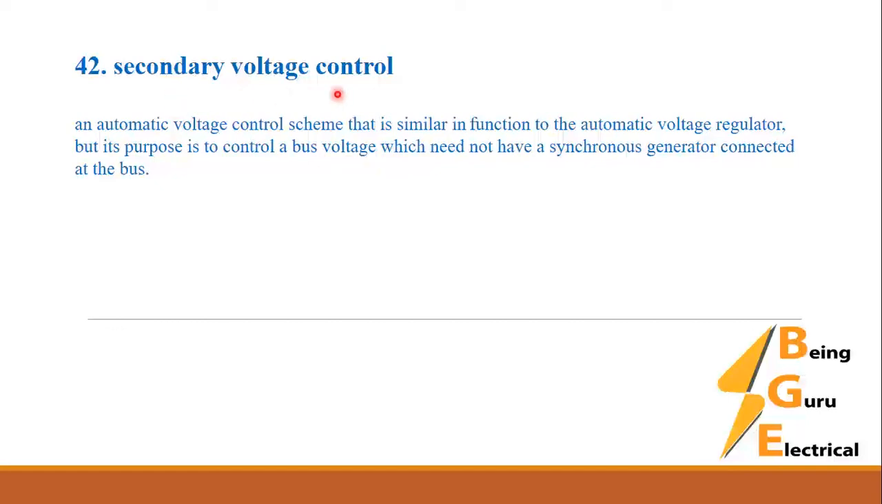So secondary voltage control, what does it mean? Like in the substation, we are controlling the bus voltage through transformers, so it's called secondary voltage control. We are controlling a bus voltage and it's not connected to a synchronous generator connected at the bus.